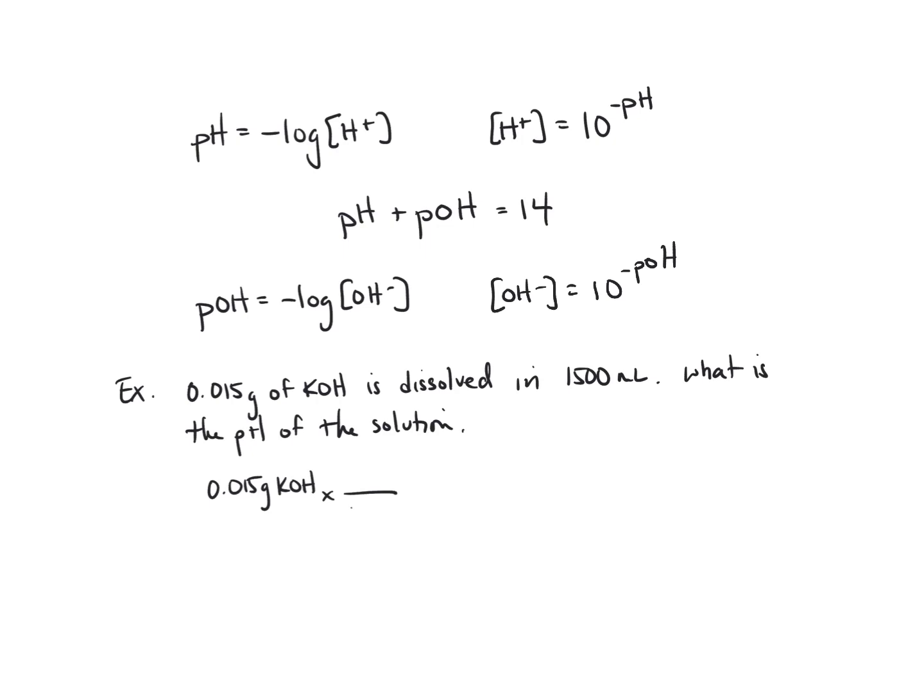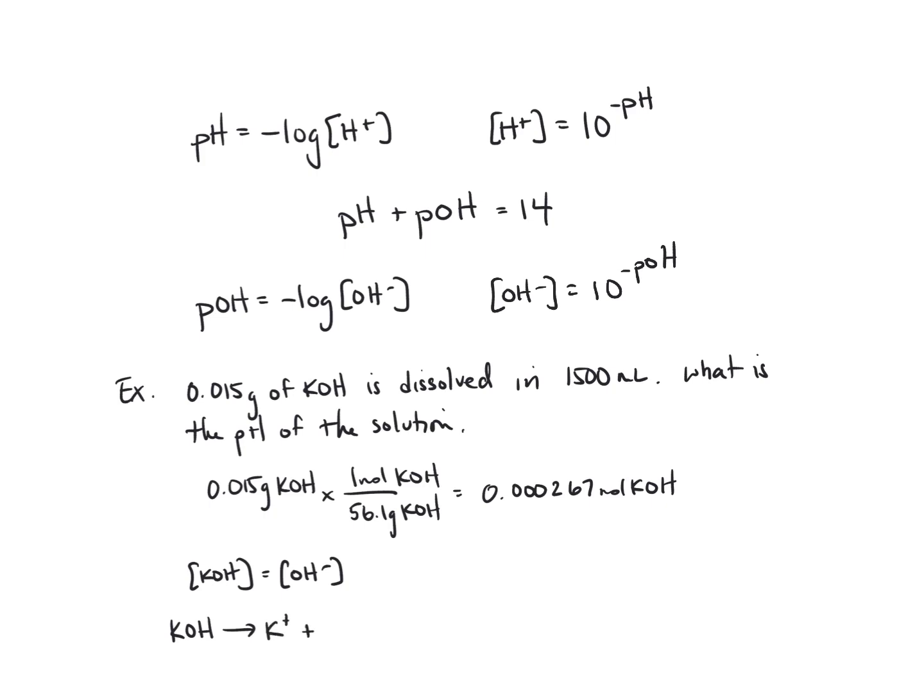So we've got 56.1 grams of KOH for every 1 mole of KOH. This is going to give us 0.015 divided by 56.1, and we get 0.000267 moles of KOH. Now, the concentration of KOH is going to be equal to our concentration of OH minus. Like we said before, when KOH dissociates, it breaks up into K plus and OH minus, and we're looking for that quantity.